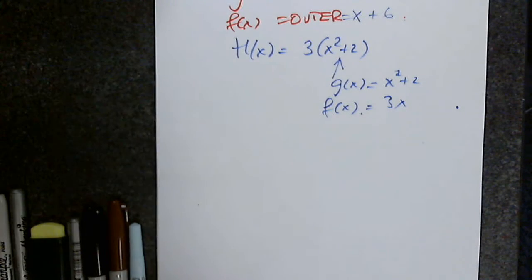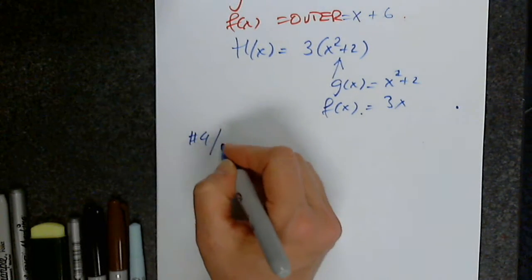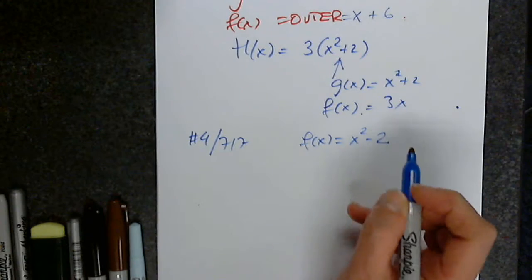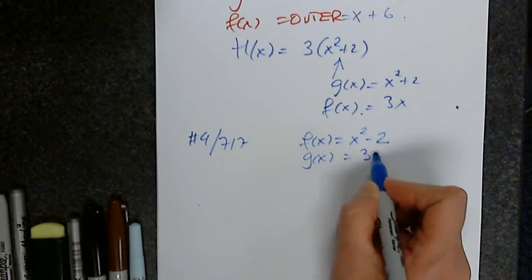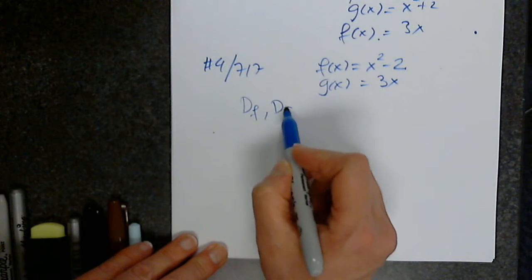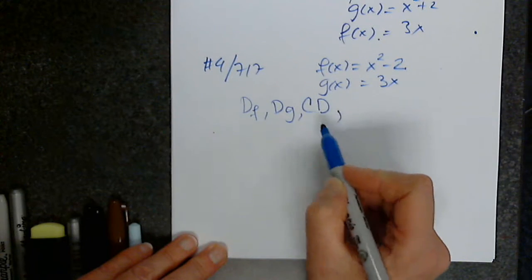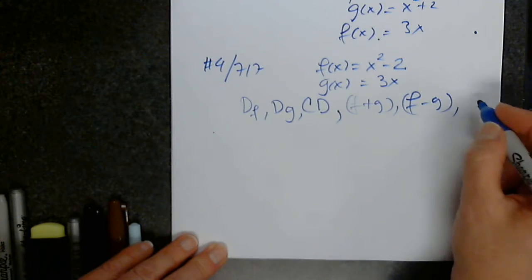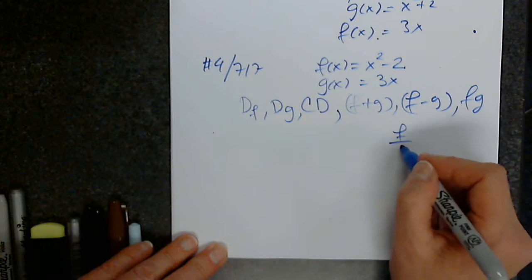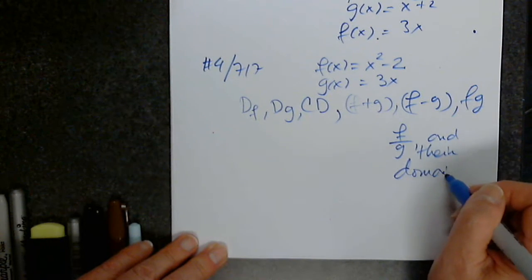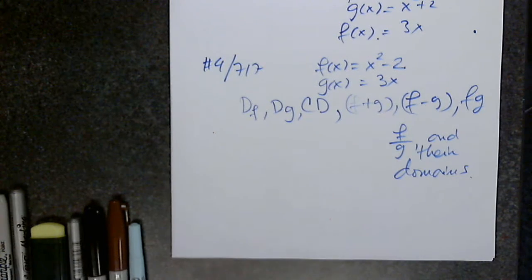Okay, so let's look at, we're given 2 functions. And the functions are, let's say problem 4 on page 717. f of x equals x squared minus 2, and g of x equals 3x. And we want here to find the domain of f, domain of g, common domain, f plus g, f minus g, fg, and f over g, and their domains. And then we go back to chapter 7.